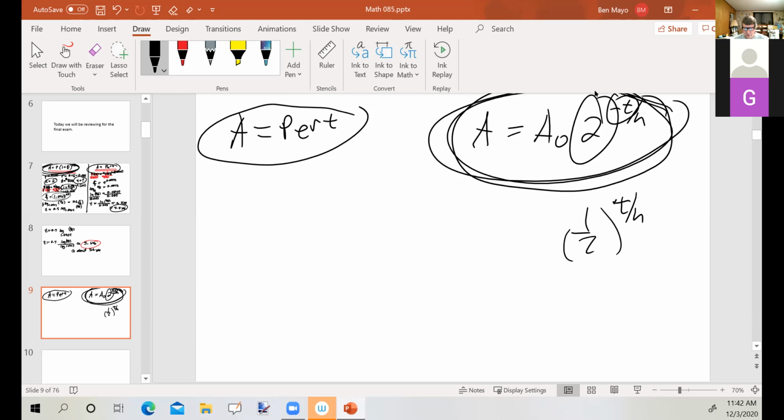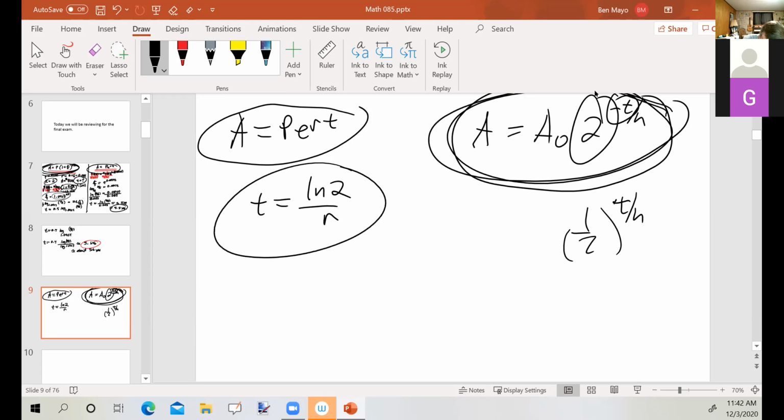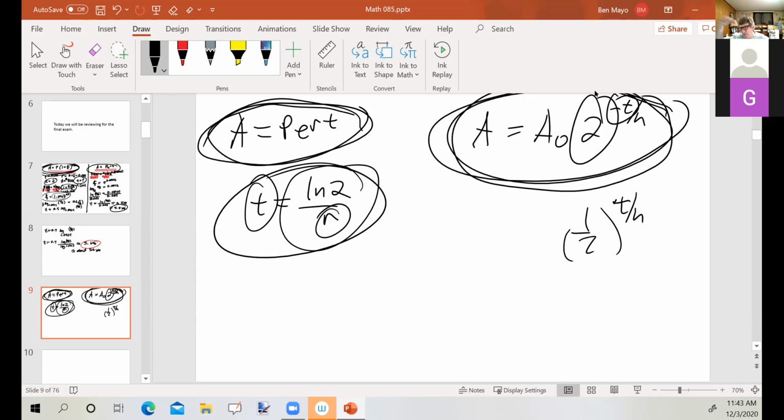There was another formula: t equals the natural log of 2 over r. That's when you're figuring how long it takes to double a population. If you know the growth rate, you can determine the time just by going straight there. You can also get there using this formula, but you've got a bunch of extra steps. So this is sort of a shortcut to get there. All right, what else?